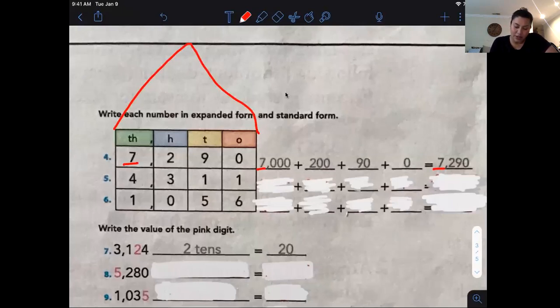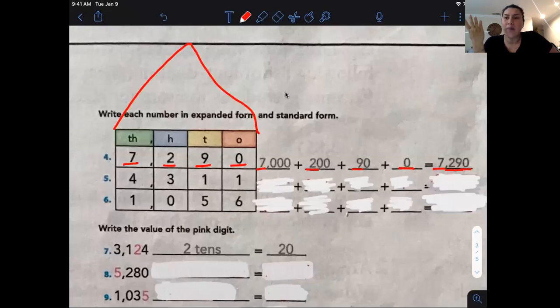How many hundreds are in each room? 2, 2, and 2. Very good. Now how many tens? 9, 9, and 9. Awesome. So far, this looks really good. They did a good job. And how many in the ones? 0, 0, 0.